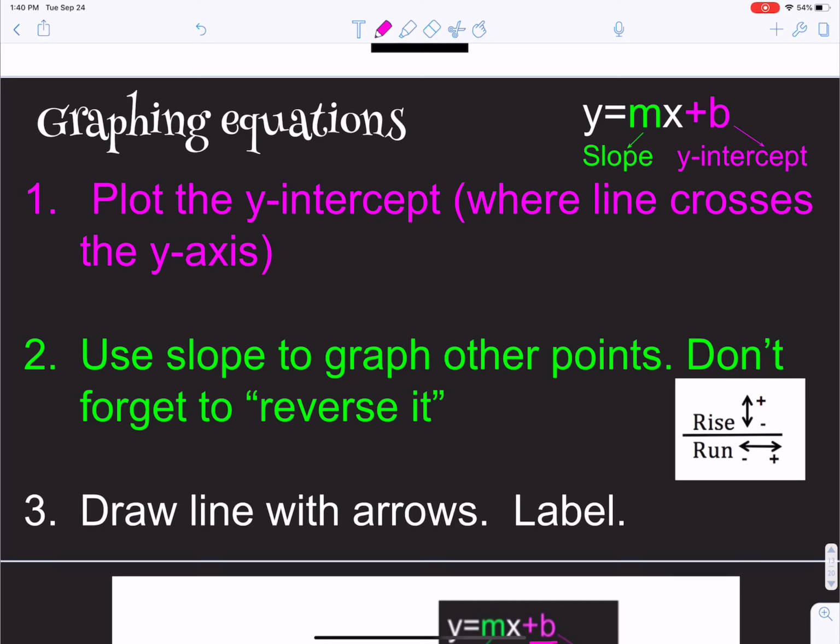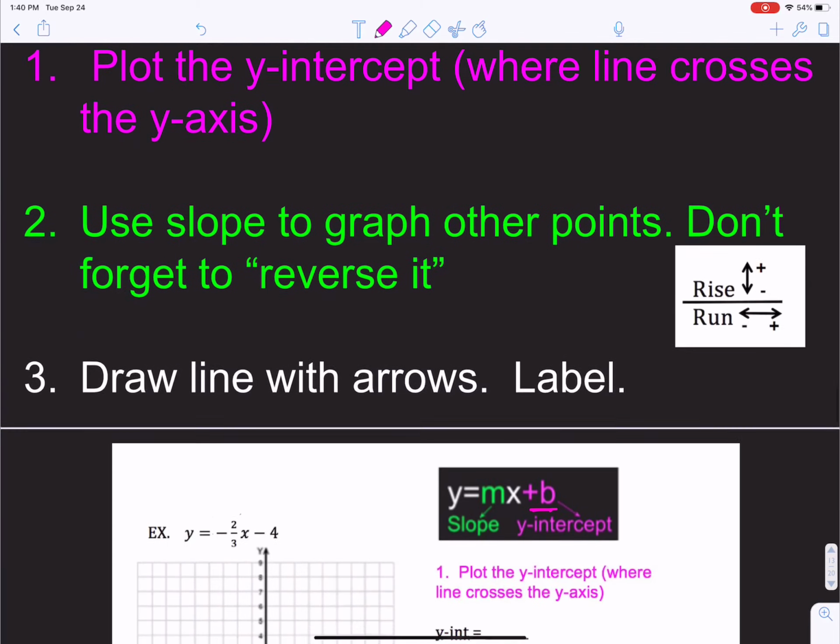The steps that we're going to walk through: we're going to plot our y-intercept. We're going to use our slope to find other points to plot. And then when we're finished, we're going to draw the line because there could be points in between, and put arrows on to show that it's going forever in both directions, and then we'll label it. So here's what that looks like.